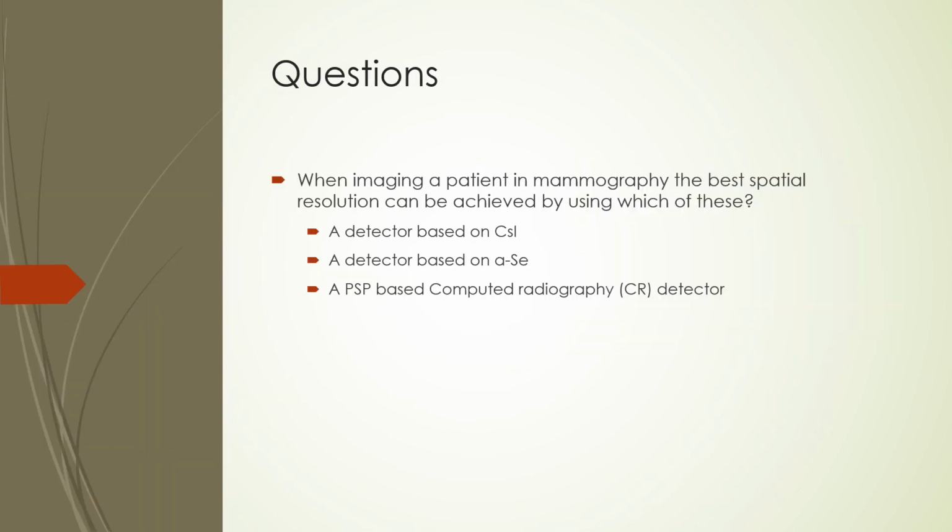Let's finish up with a few questions. First question. When imaging a patient in mammography, the best spatial resolution can be achieved by using which of these? Your choices are: first choice, a detector based on cesium iodide; second choice, a detector based on amorphous selenium; third choice, a PSP-based computed radiography detector. The correct choice is a detector based on amorphous selenium.